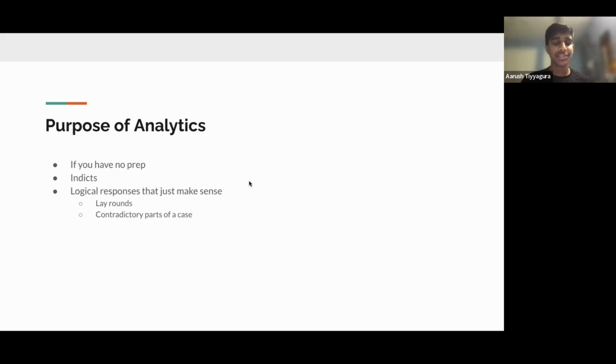The final case where analytics are really important is when there's a huge gaping hole in their case that's really, really obvious. You can just point to it and be like, that doesn't make any sense. This is super useful, especially in lay rounds, because if you can convince the judge that the opponents are contradicting themselves or make it seem like they don't know what they're talking about, the judge is way more likely to vote for you. So even when you do have prep for arguments, analytics are still good for evidence indexing, lay rounds, and contradictions in your opponent's case.